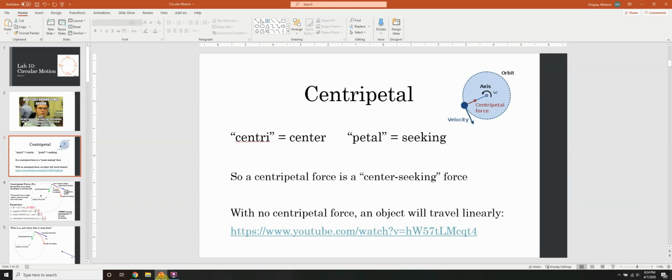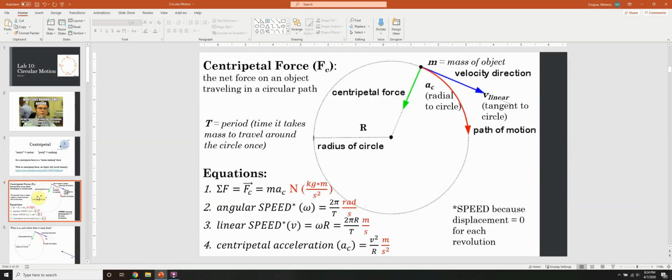All right, let's get back to the slides here. An overview: centripetal force is the net force on an object traveling in a circular path. Without the centripetal force, the object will not travel in a circular path. Think about a mass on a string. Maybe this mass is being swung around on a string, so it would be the tension in the string that's holding this mass in a circular pattern.